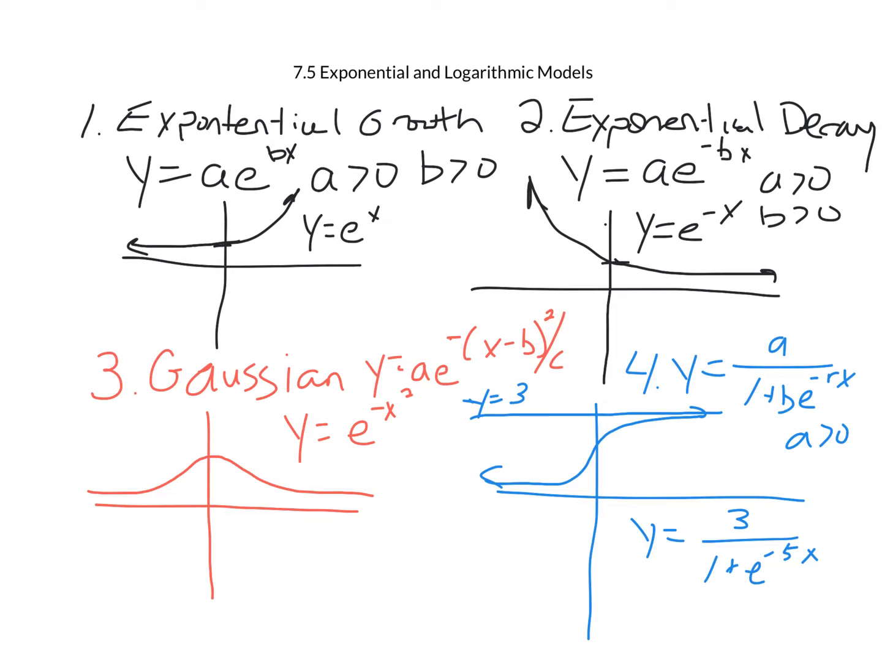And 4, I did not write the name here. I better do that. 4 is called the logistic model. The logistic model is whenever it's increasing and then slowly stops increasing because there is a limit as to what it can be. It's of the format y equals a over 1 plus b e to the power of negative rx, where a is greater than 0. a needs to be greater than 0 because it's a limit, so it's going to be a positive limit.